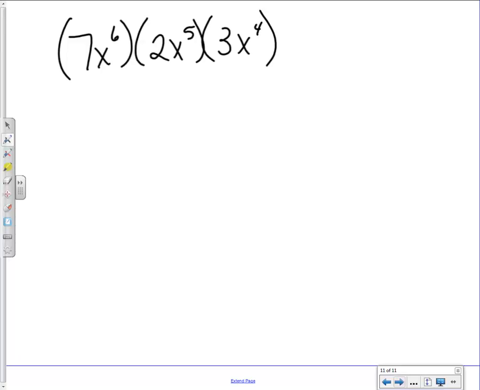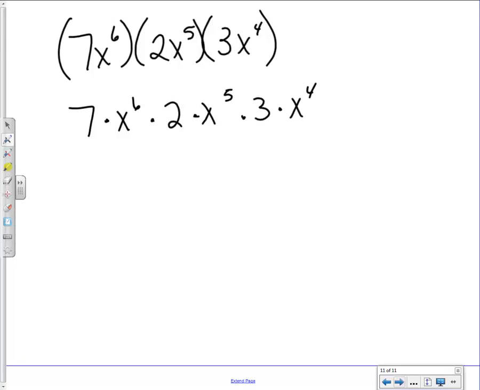Okay, this is not a power raised to a power, right? Because every exponent has a base that it's touching. There's no extra one that doesn't have something belonging to it. So I can actually take all of the parentheses away and separate every single piece with a multiplication dot. So here's what we have. 7 times x to the 6th times 2 times x to the 5th times 3 times x to the 4th.